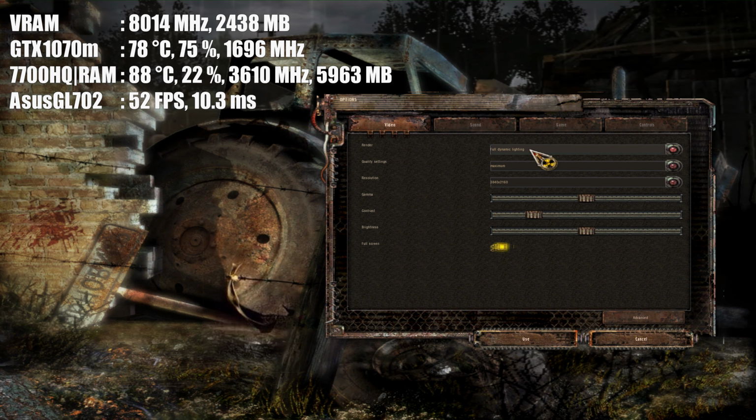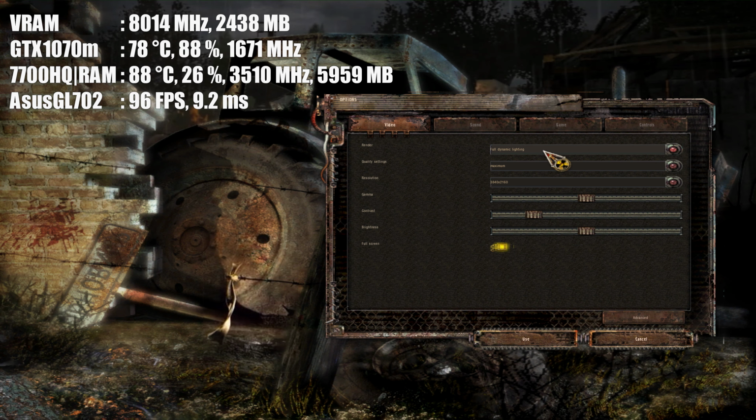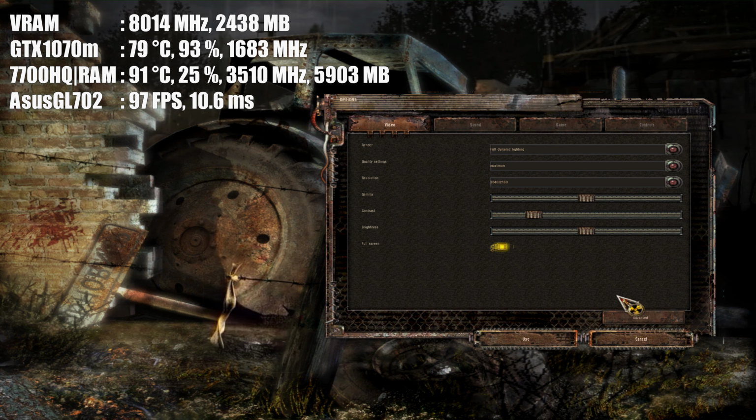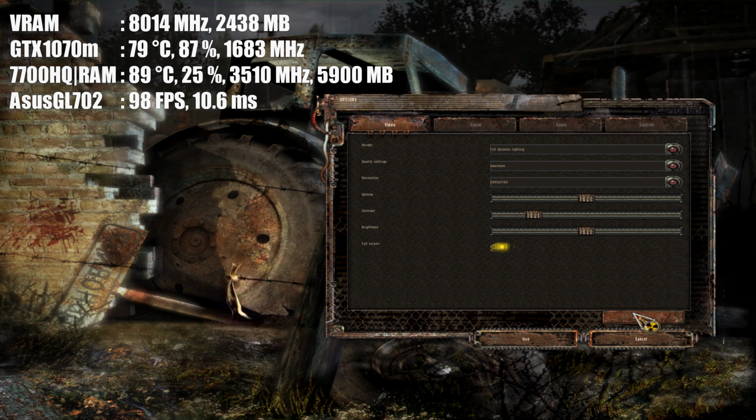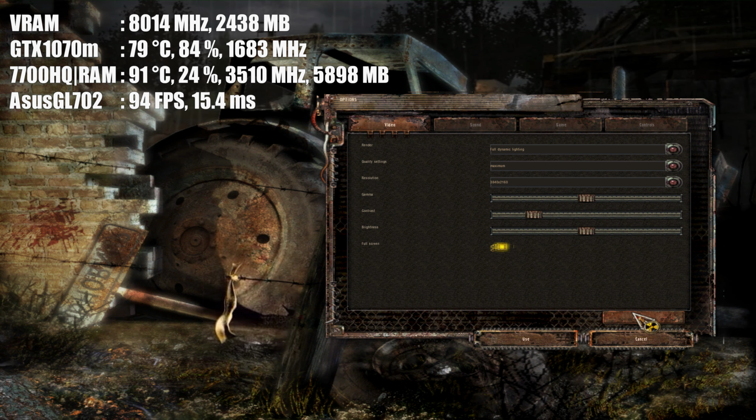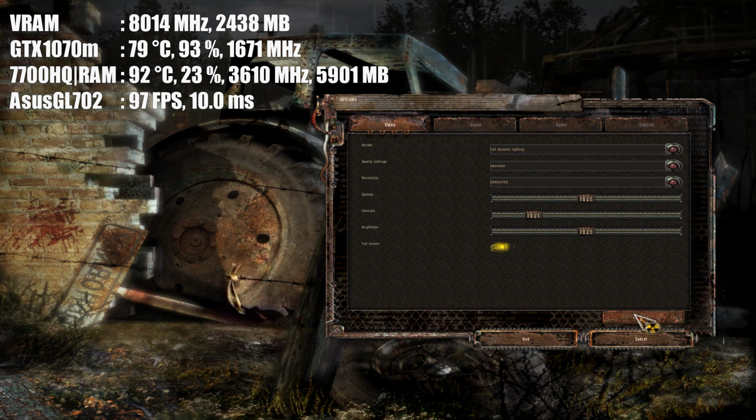So I'm going to go full dynamic lighting, which is the maximum possible visuals. We're going to start with 4K resolution, 16 divided by 9 aspect ratio, and we're going to switch to 8K resolution, 16 divided by 9 aspect ratio, and then 10K resolution. Actually, I'm also going to show you 12K resolution, but it's going to be unplayable.